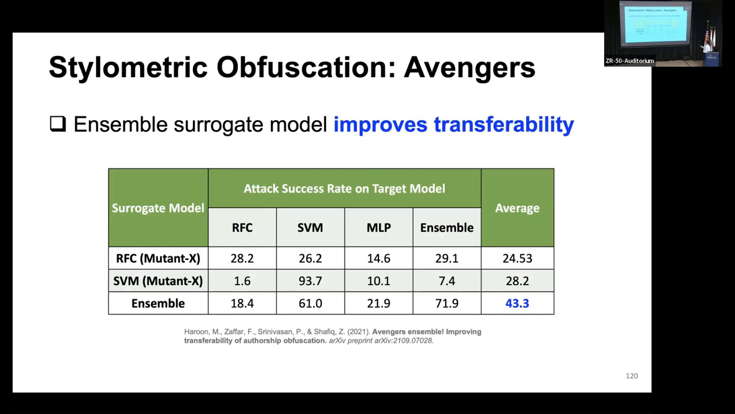And you can see, if we test with four different detection models, for example, random forest, RFC, SVM, and MLP, if we use just one single non-ensemble model, for example, RFC and SVM, as a surrogate model, we're not able to improve the transferability. However, if we use an ensemble approach for the surrogate models, the average attack success rate across these unknown detection models becomes much higher.